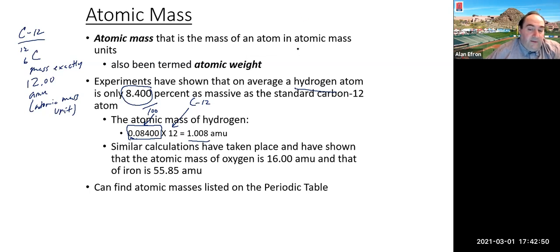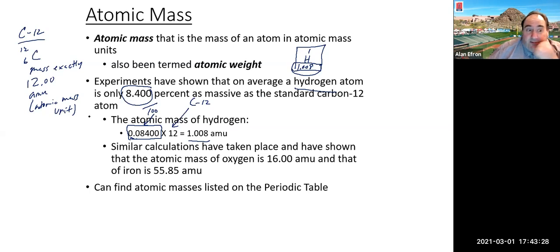1.008. So if you look at the periodic table under hydrogen, you will find a number very similar to that, 1.008. Similar calculations were done for things like oxygen, which is 16, iron, which is 55.85. The atomic masses, again, are those numbers underneath the symbol on the periodic table. And again, they relate to the number of protons, electrons, and neutrons.